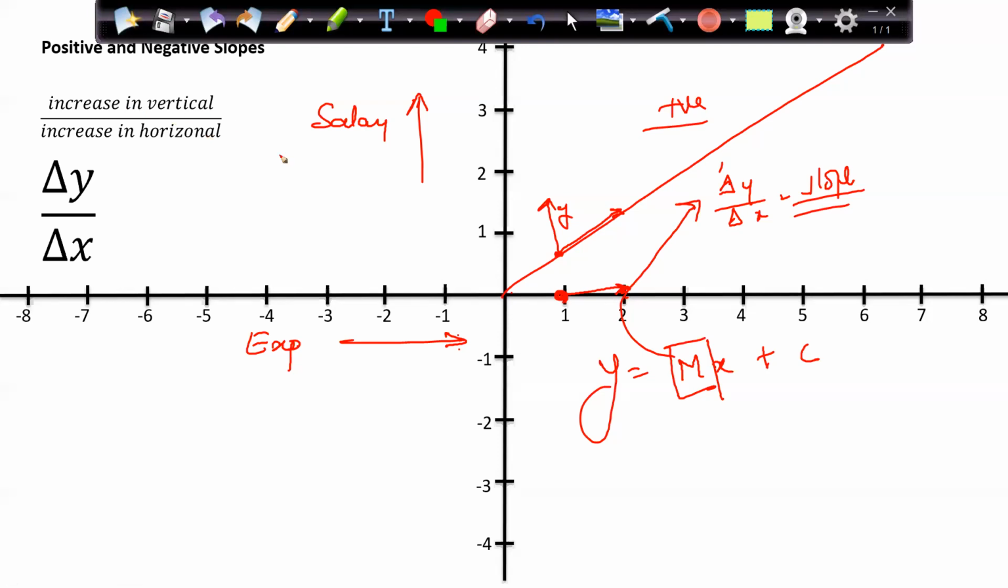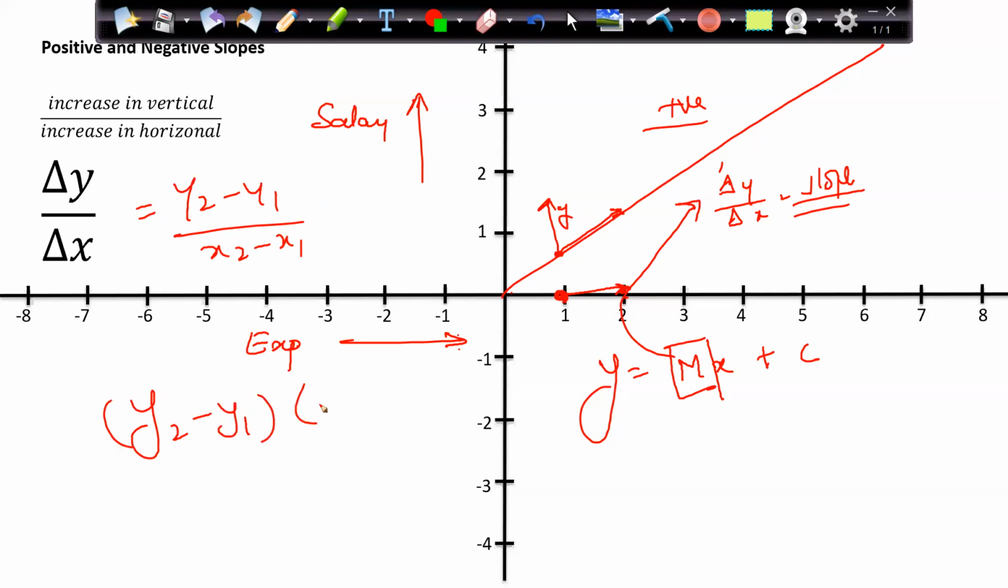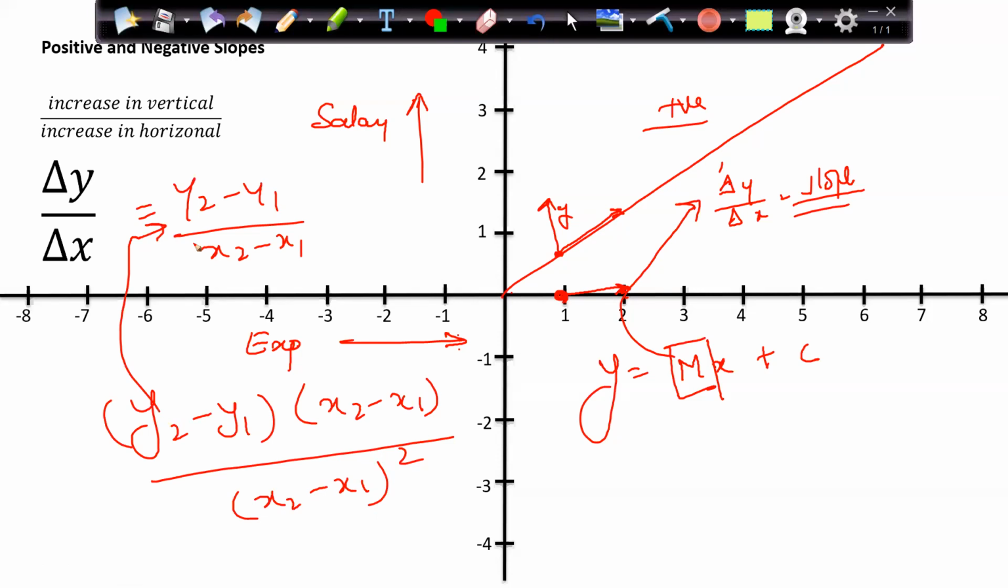That is nothing but the increase in the vertical by the increase in the horizontal. That is y2 minus y1 upon x2 minus x1. In some of the books, you will see the equation like this also: y2 minus y1 multiplied by x2 minus x1 upon x2 minus x1 whole square. It's one and the same thing. So that is the slope of a line.